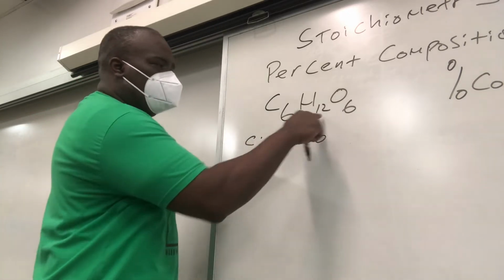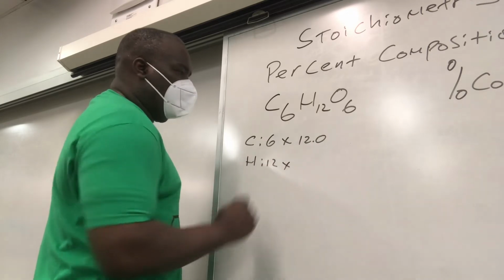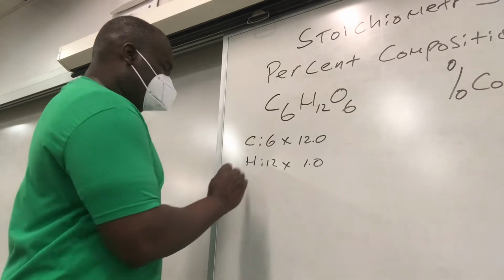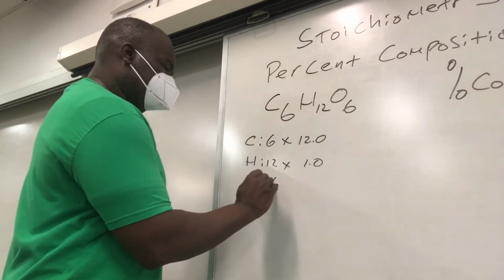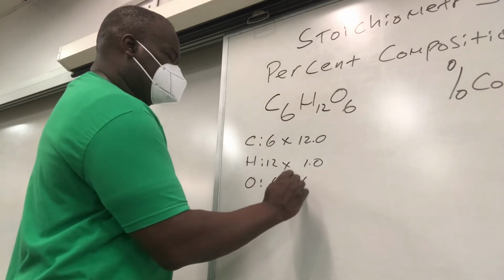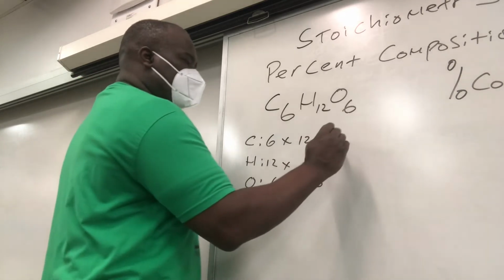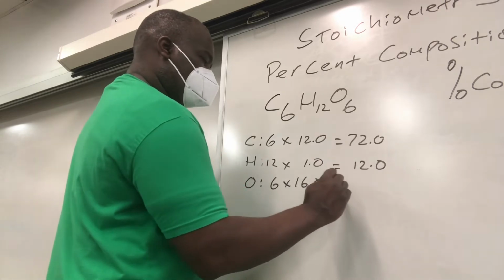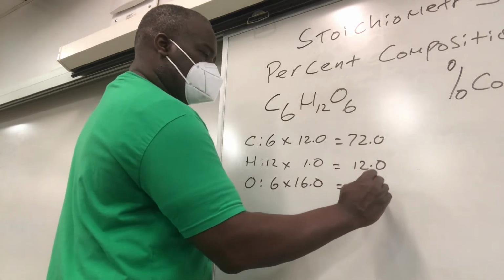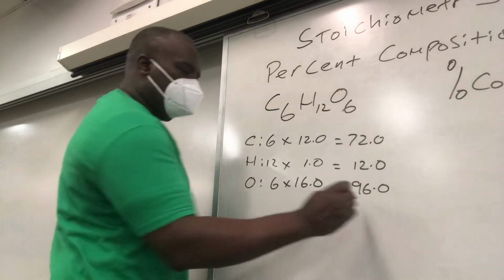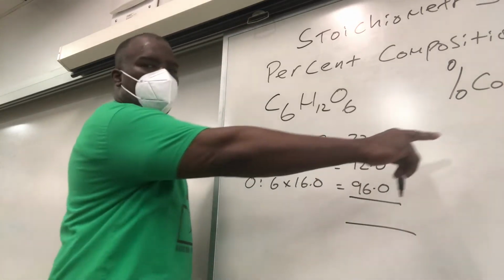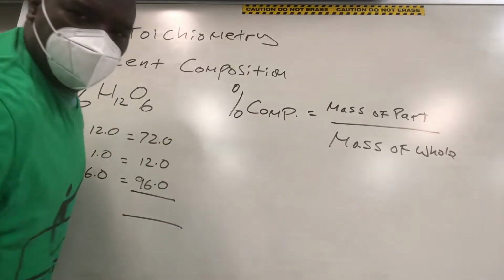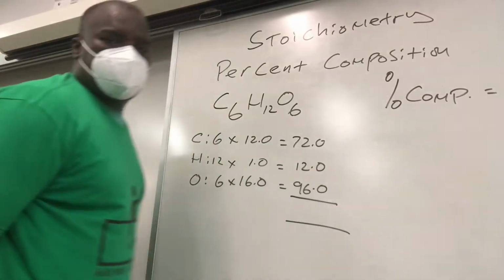Hydrogen, we have 12 of them, and each of them has a mass of 1.0. Oxygens, we have 6 of them, and each of those has a mass of 16. So we're going to have 72, 12, and 96 as our masses, and we're going to add those up. So what are we doing right now? We are getting the mass of the whole for our equation right there, no problem.